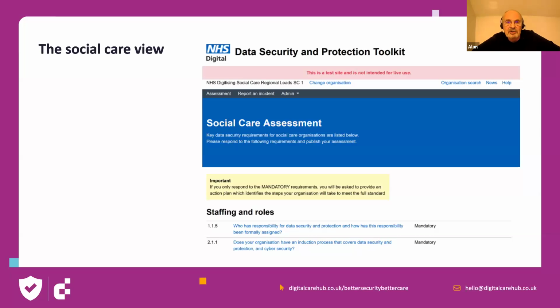The assessment is what we're looking at the moment, and then the central tab, report an incident, is a direct line through to the Information Commissioner's Office. So should you experience a reportable data breach, this gives you a direct line through to the Information Commissioner to facilitate that process. Underneath the blue box, we can see the heading Staffing and Roles. You'll see there are a couple of questions on the slide, 115 and 211, with the blue text, and they're marked mandatory.